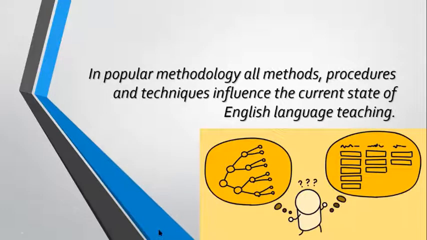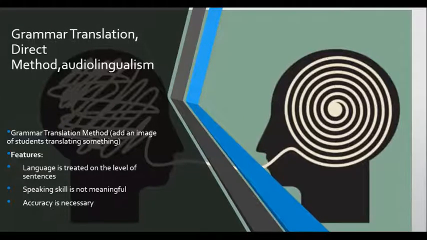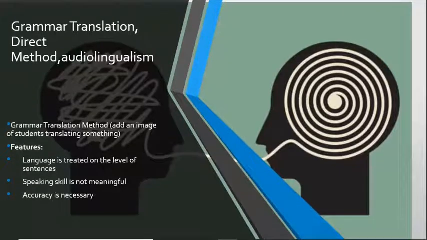But in this case, please consider that the popular methodology, methods, procedures, and techniques will influence the current state of the English language. And well, we have another section that is grammar translation, direct method, and audiolingualism. The first definition that we have, this concept is really important, is grammar translation.